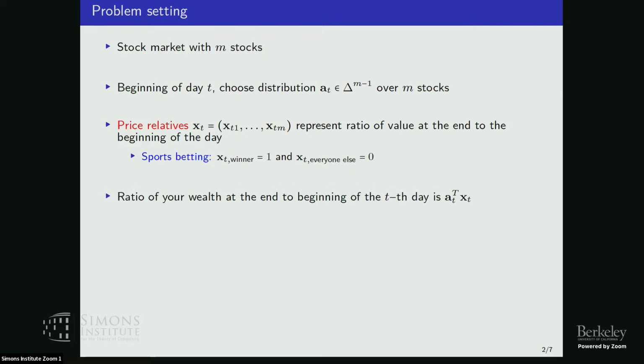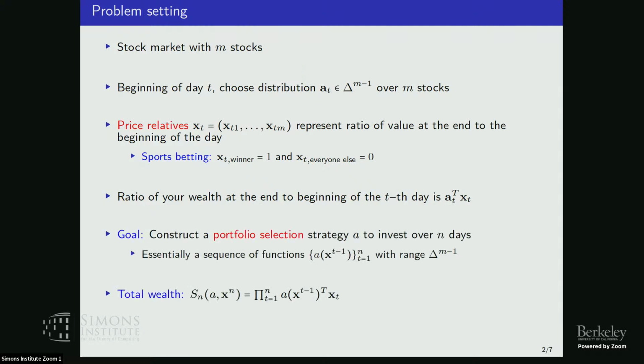And we can see that the ratio of your wealth at the end of each day to that at the beginning of each day is a transpose x_t, because this is just the fraction you had invested in each stock times how much that stock value rose or depreciated, just add it up over all stocks. So this is the ratio of your wealth for one particular day.